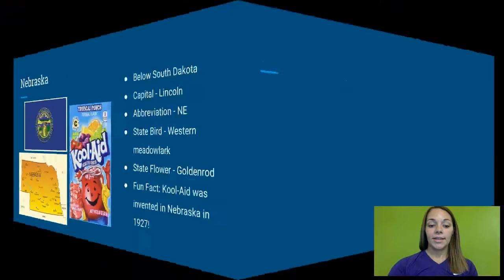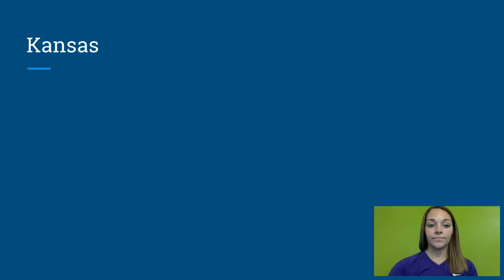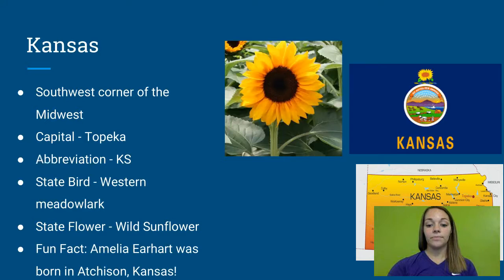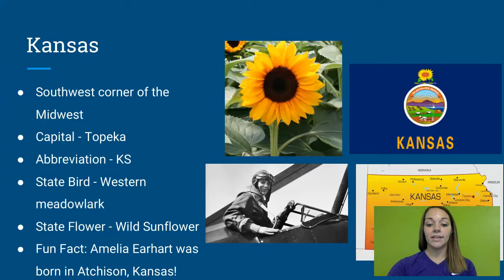Next is Kansas. Kansas is below Nebraska. The capital is Topeka. The abbreviation is KS. The state bird is the western meadowlark, and Kansas is known for sunflowers.